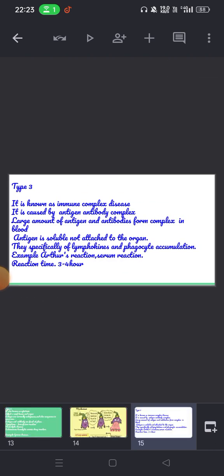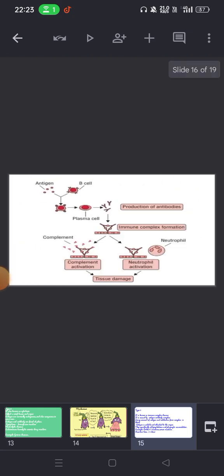Type 3 is known as immune complex disease. It is caused by antigen antibody complex. A large amount of antigen and antibody form complexes in blood. Antigen is soluble, not attached to the organ. It involves lymphokines and phagocyte accumulation. Examples are Arthus reaction and serum reactions. The time taken is 3 to 4 hours.